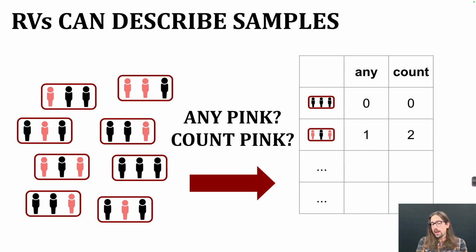Of course, you can also define random variables for different kinds of populations. So we were talking about a population of samples, right? Each sample in that population can have some measurement associated with it. So, for example, we could define a random variable that just asks, are there any pink people in this sample at all? Or how many pink people are there in this sample? And so the value for this sample of any would be zero, and of count would be zero. For this one, count would be two, any would be one for this particular sample.